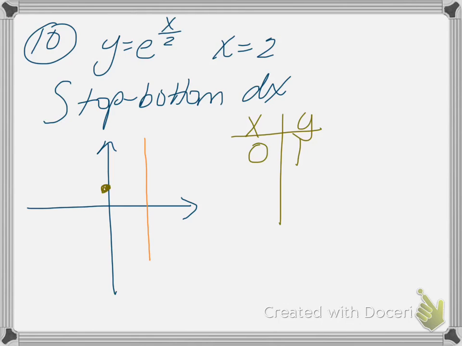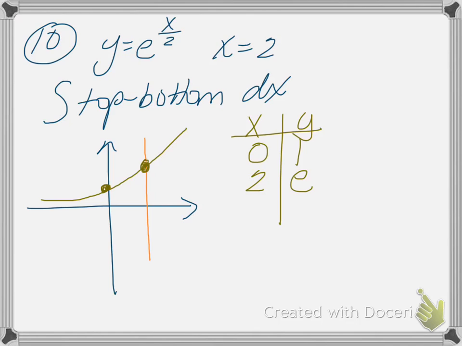Okay, if I choose 1, I'm going to be dealing with fractions, which I don't want to do. So I'm going to choose when x is 2. So when x is 2, I get 2 over 2, which is 1, and e to the 1 is just e. So remember, e is equal to 2 point something. So I'm going to have the point 2 and 2 point something. Hopefully, I remember that this is an exponential and that my function is going to look like this.